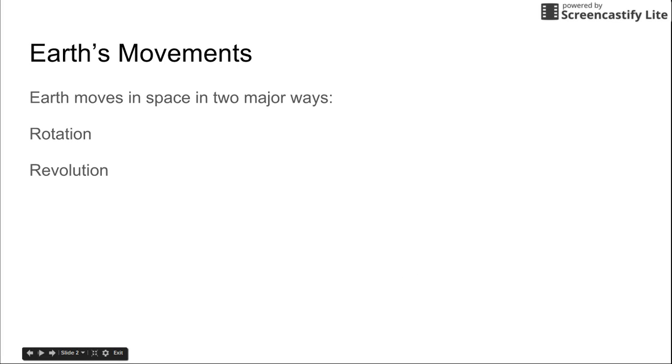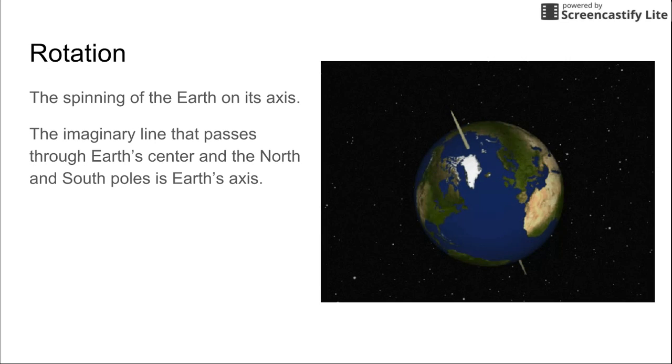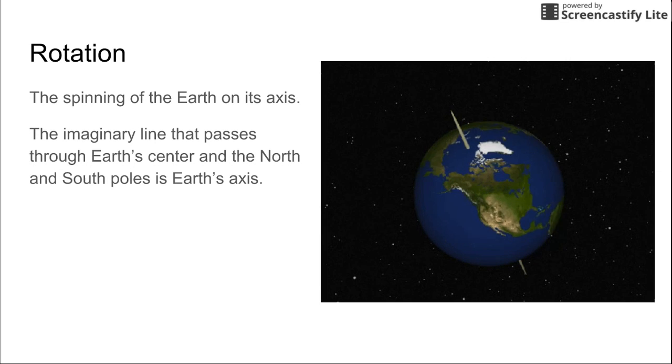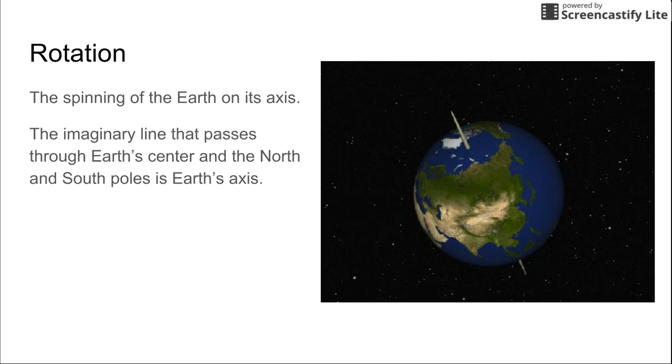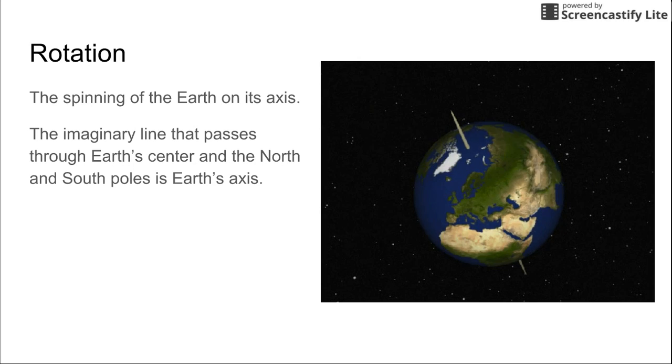So let's first start by talking about Earth's movements. Earth moves in space in two major ways: rotation and revolution. Rotation is the spinning of the Earth on its axis, and this is an imaginary line that passes through the Earth's center and the North and South poles.